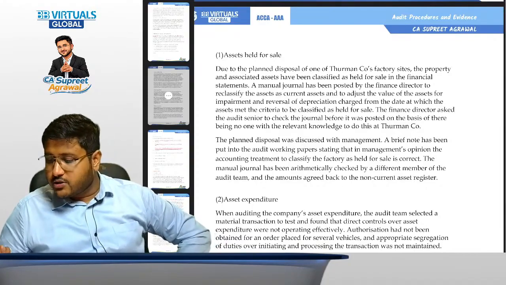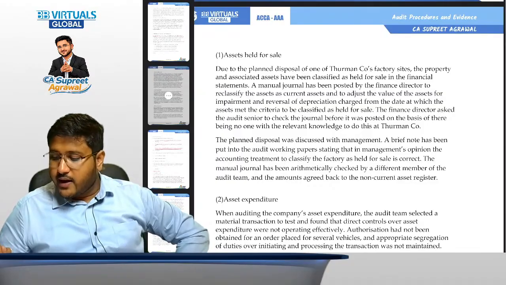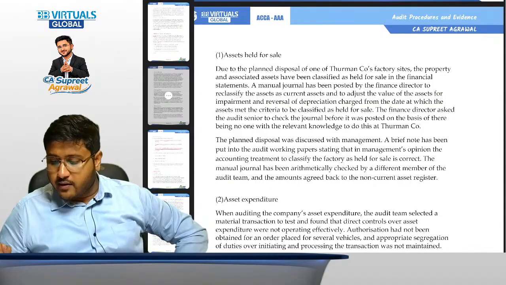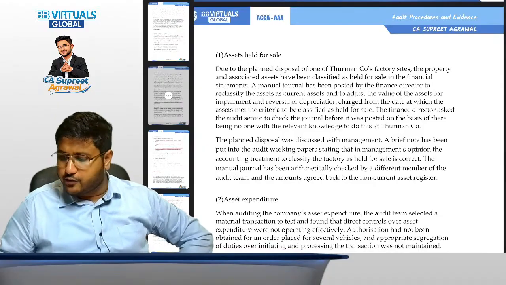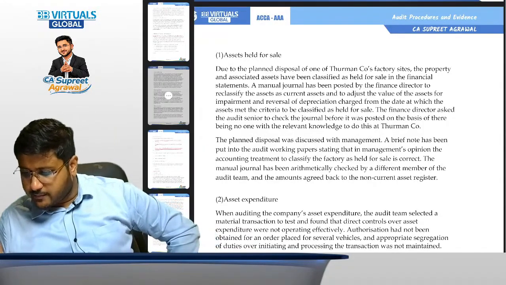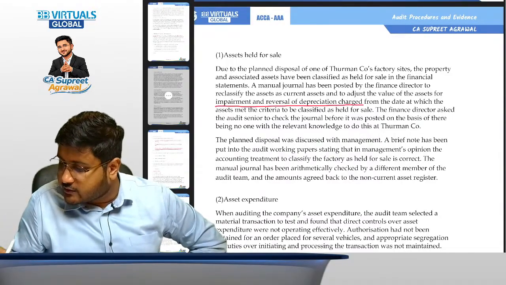Okay, a manual journal has been posted by the finance director to reclassify the assets as current assets and to adjust the value of the assets for impairment and reversal of depreciation charge from the date at which the asset met the criteria to be classified as held for sale. So the relevant accounting adjustments have been done. Okay, what are the accounting adjustments? Impairment adjustments, reversal of depreciation charge.